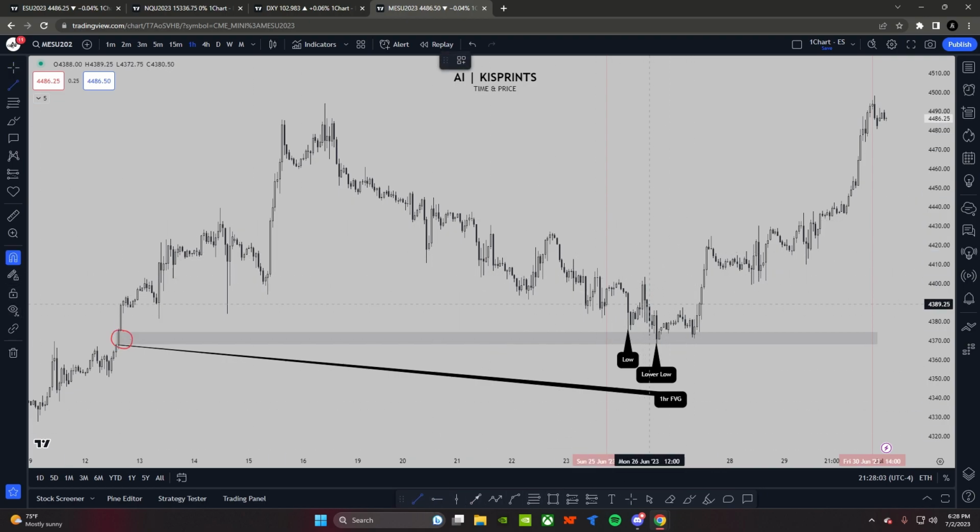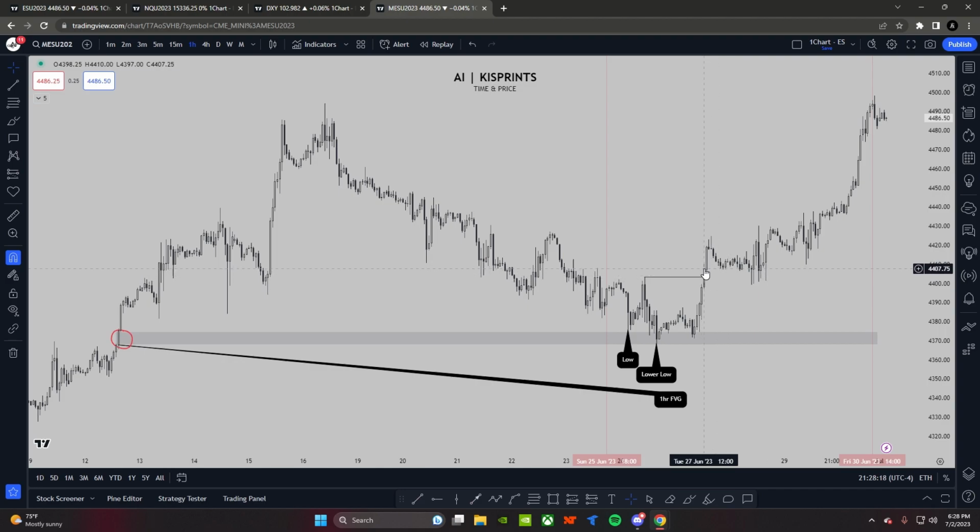let me turn on my magnet. Okay, there you go. If we take this swing high, we draw it out in time, your entry would be here on this candle's close. That would be your instant entry. As soon as it closes, boom, you're in.